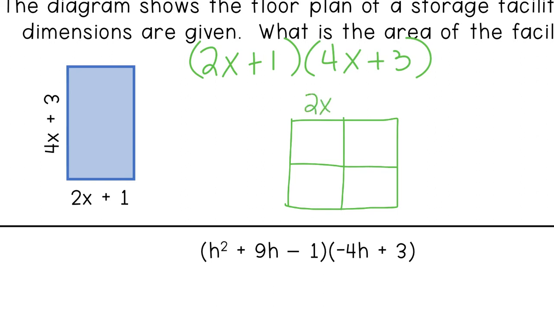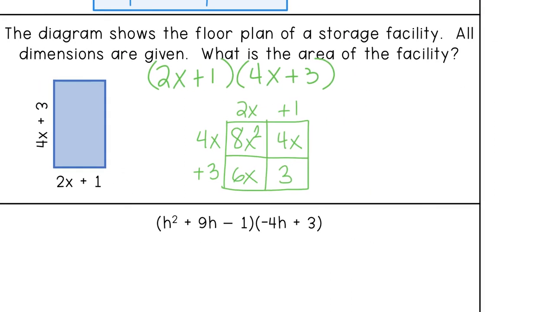So 2x plus 1, I'm writing that on the top, and 4x plus 3 goes down the side. So in the top square right here, we're going to multiply. What is 2x times 4x? I know that 2 times 4 is 8, and x times x would be x squared. Okay, now moving over to this side, 4x times 1 just keeps it the same, 4x. Now down here to the bottom, 2x times 3 gives me 6x, and then last square, 3 times 1 is 3.